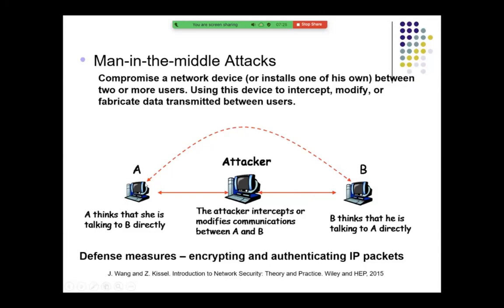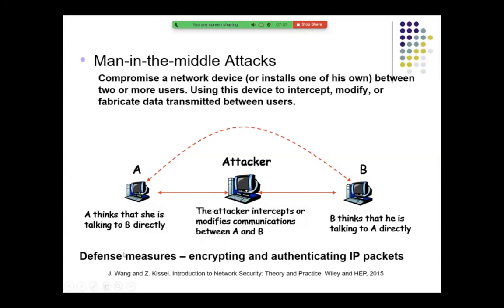Okay, and lure user A to use the router he controls. Hence, the attacker captures that packet from A to B. Likewise, he can also capture that packet from B to A. Okay, so he can then modify these packets.